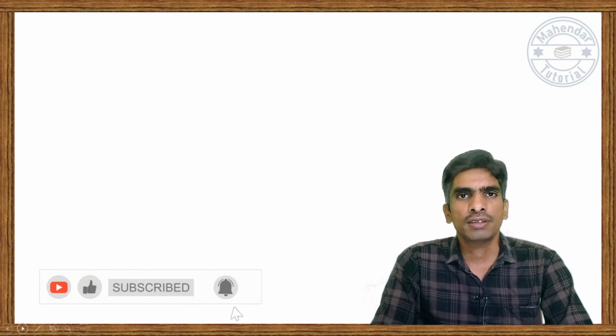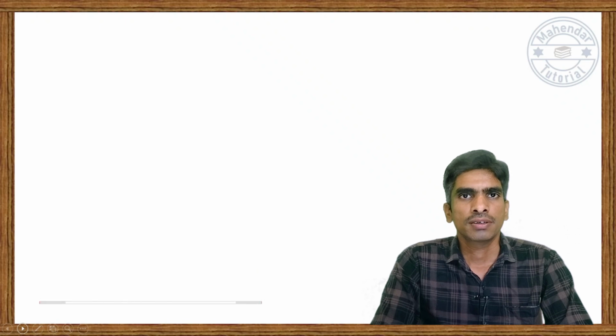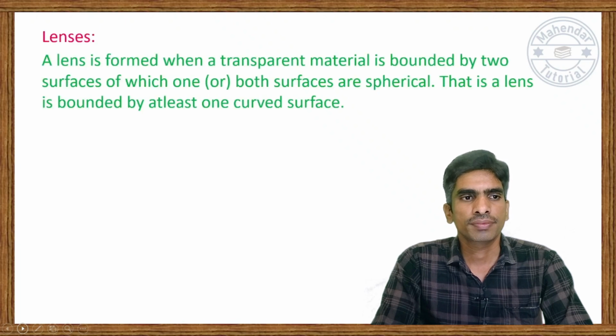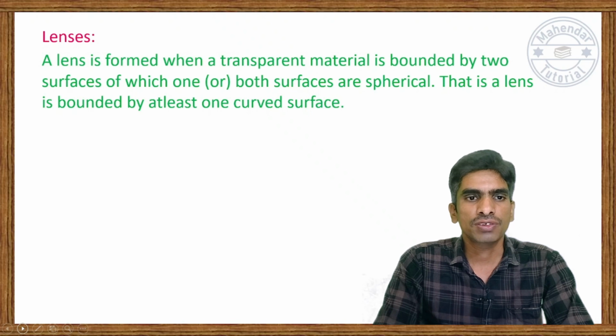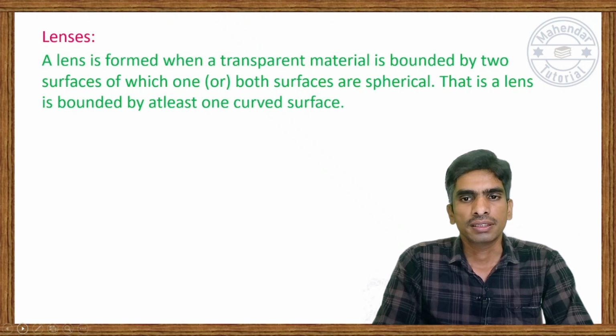Today I would like to explain about lens. What are the types of the lens? Let us see first what is a lens. A lens is formed when a transparent material is bounded by two surfaces of which one or both surfaces are spherical. That is, a lens is bounded by at least one curved surface.